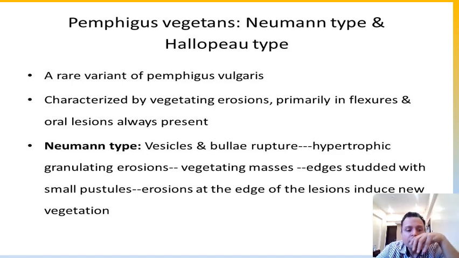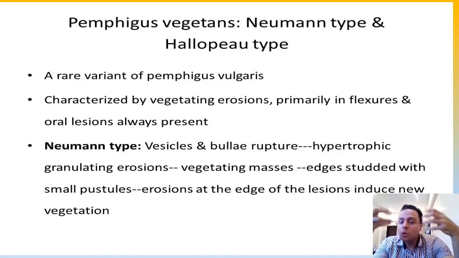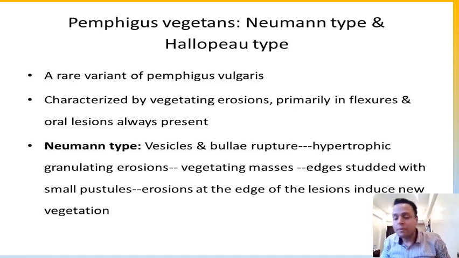So you have to use this word granulation: the erosions become a very thick granulating mass. Granulation tissue will be there, vegetative mass will be there, and the edges are studded with small pustules. That is a classical feature of Neumann. This is the word we use, studded. Repeated use of such vocabulary will make you smart and give a good presentation. You can say the edge is studded with pustules.